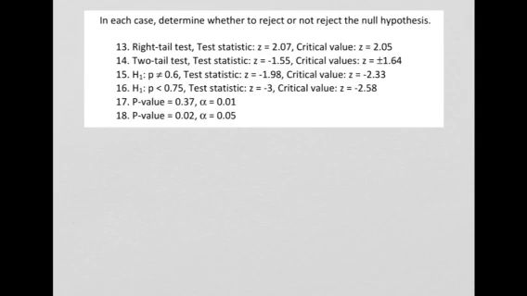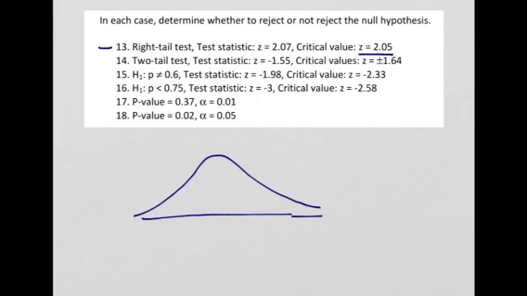To determine whether to reject or not reject the null hypothesis, let's take a look at number 13. We're doing a right tail test. I'm going to sketch the normal distribution, and we are told that the critical value is z equals 2.05. So I'm going to mark that on my distribution. It's on the positive side, and it's the right tail. So anything into the tail from that value 2.05 would fall into the critical region or rejection region.